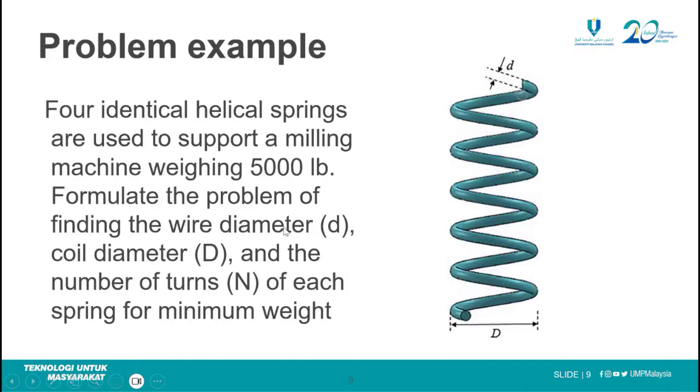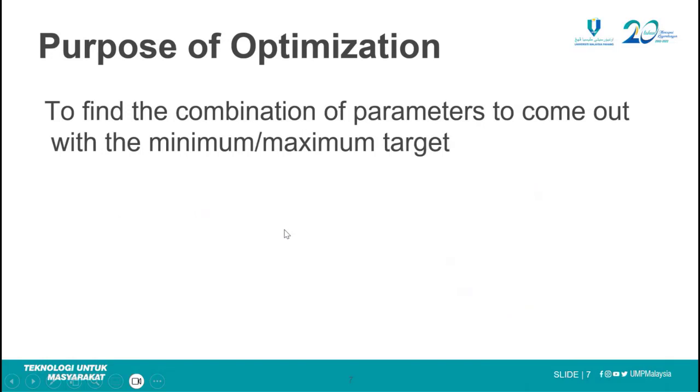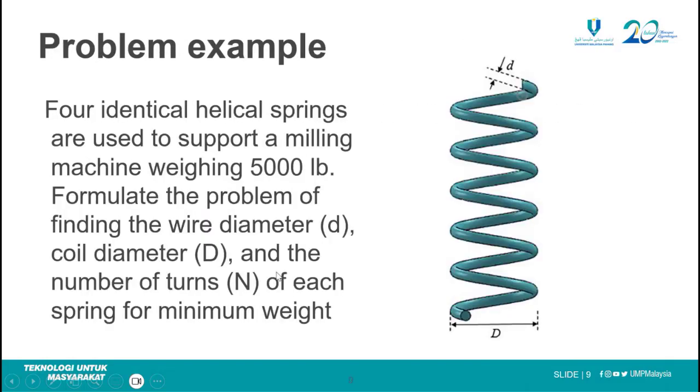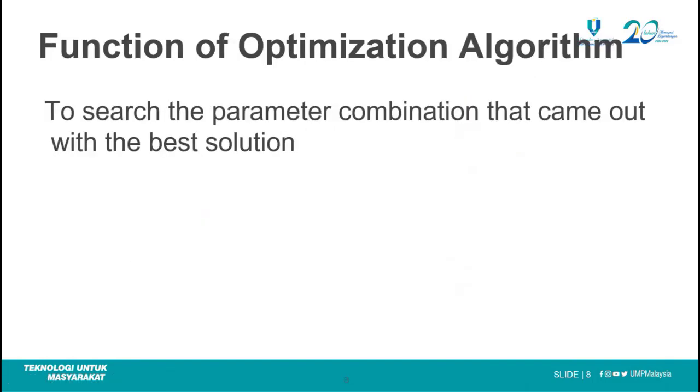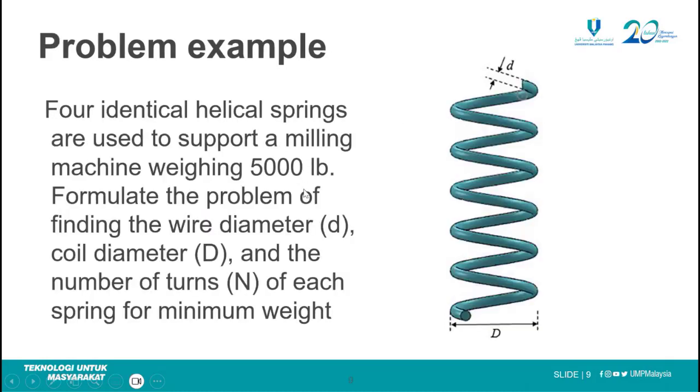So the purpose of optimization here is to find the minimum weight for the spring. And the values of the parameters that we need to identify are the wire diameter, the coil diameter, and the number of turns.